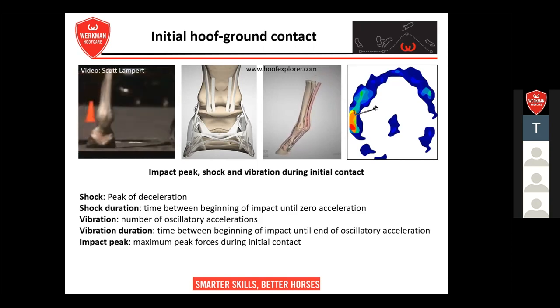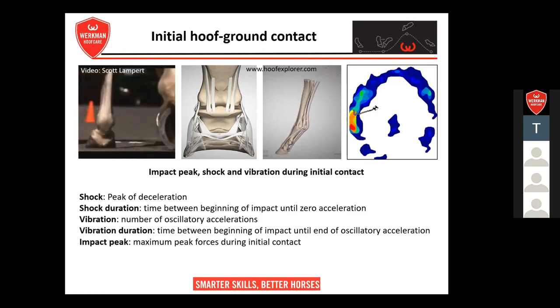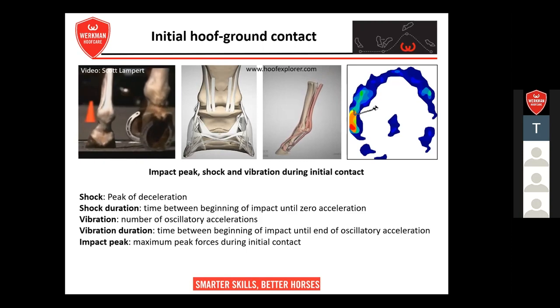And then we have the vibration. This is the number of oscillatory accelerations. This is what I showed you in the image before. If you see little movement in the line during landing, this is because of these vibrations, for example. And then very, very important, the impact peak. This is the maximum peak force during initial contact.